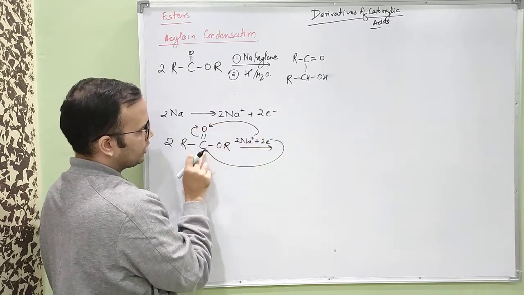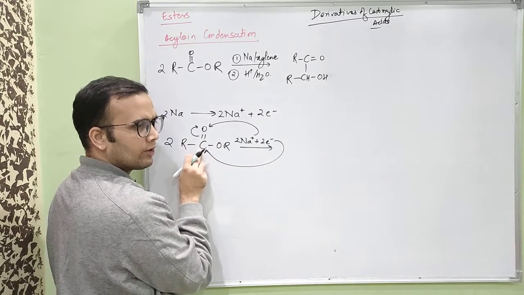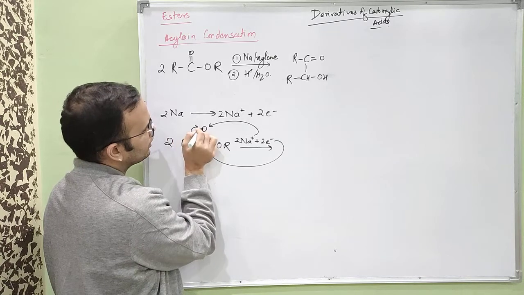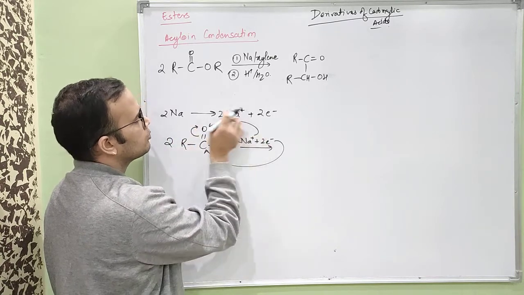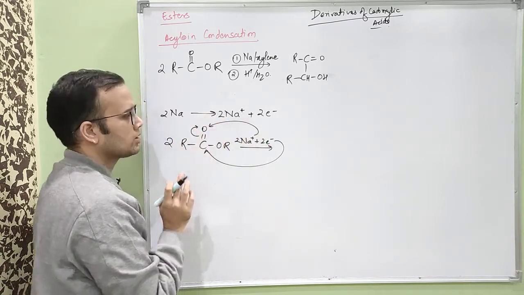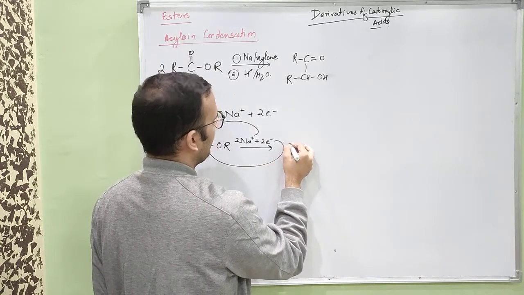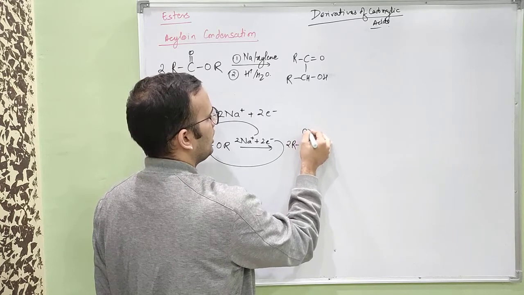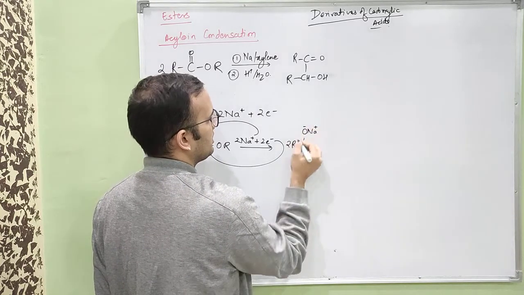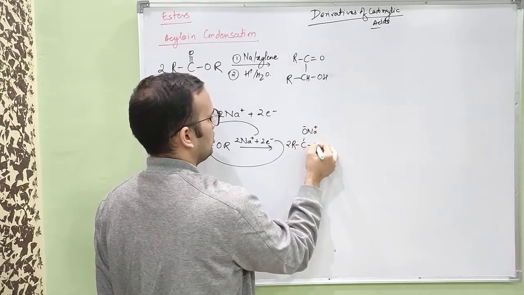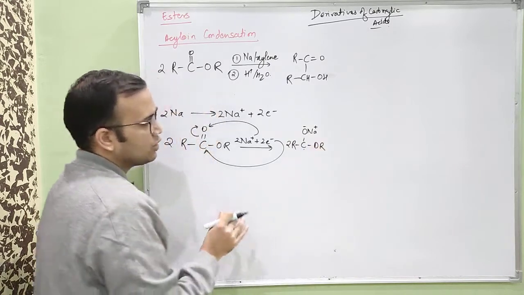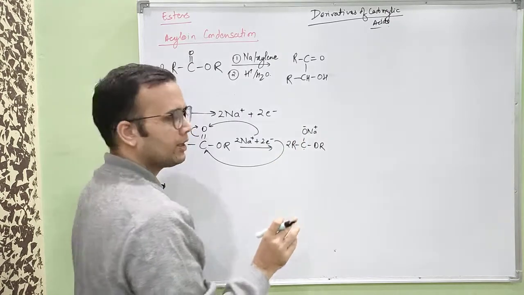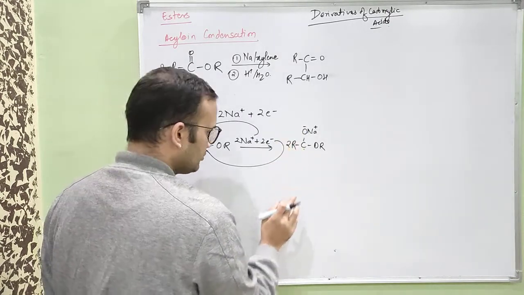Electrons attack over here because this is electron deficient carbon, and the electrons of this bond shift to oxygen, and then this moves and gets attached to oxygen. So we get something like this, 2 R C O Na, O minus Na plus C dot OR. Did you get this? So this is like a carbanion free radical. Okay, free radical carbanion. Got it?